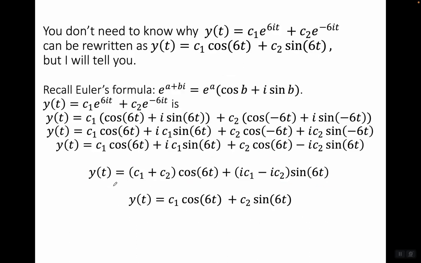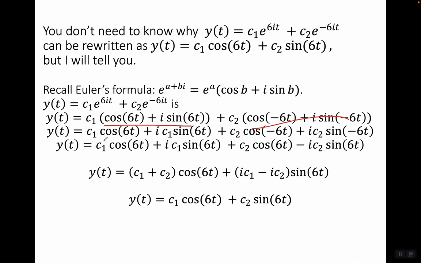So you don't need to know why y of t equals c1 e to the 6it plus c2 e to the negative 6it can be rewritten as y of t equals c1 cosine 6t plus c2 sine 6t. But I'm going to tell you anyway. Recall Euler's formula: e to the a plus bi equals e to the a times cosine b plus i sine b. So let's apply that to the exponent 6it. So we have c1 e to the 6it plus c2 e to the negative 6it. And we're going to end up with c1 cosine 6t plus i sine 6t plus c2 cosine 6t plus i sine negative 6t.